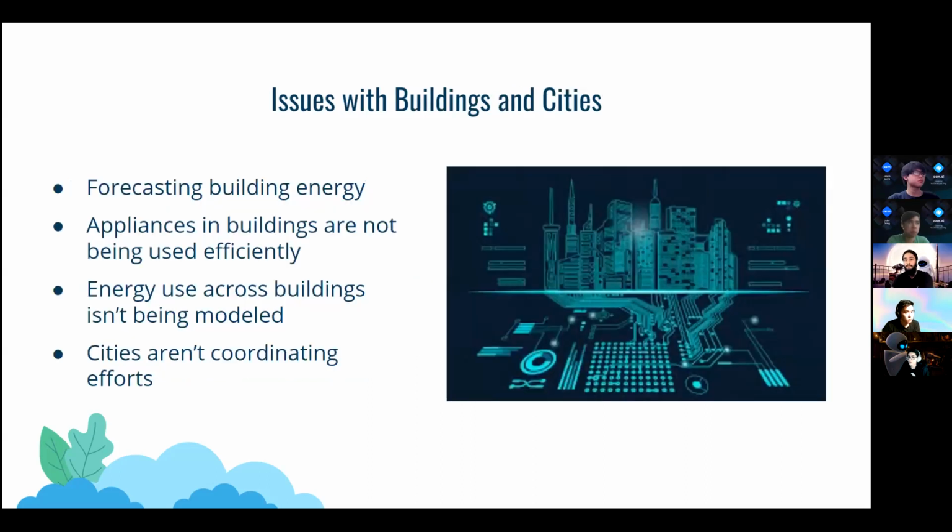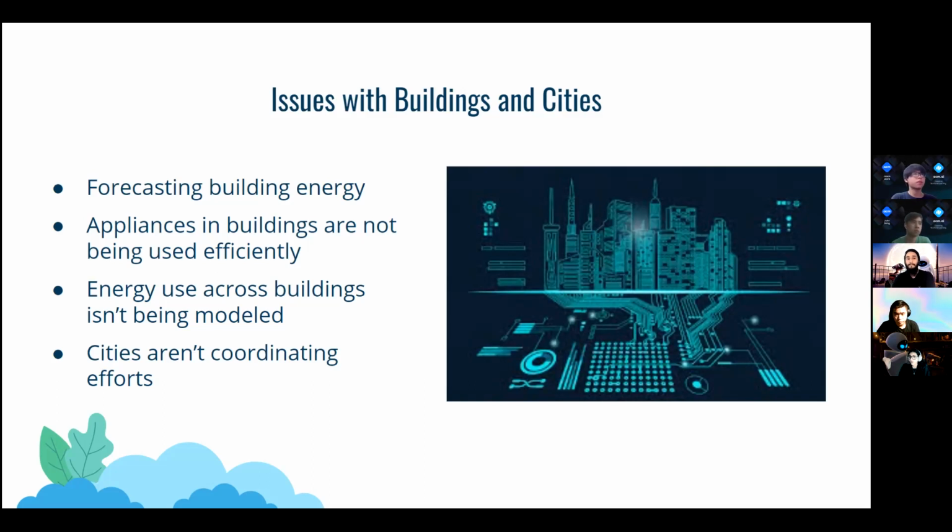Now we'll go over some issues with buildings and cities. As with electricity systems, we actually have a lot of issues forecasting the amount of energy buildings need. And if we're able to do that, we can better and more efficiently plan how much energy a building necessarily needs and how much we need to produce. Also, I'm sure you have left your light on or left your oven on or something like that. That all wastes energy. So we need some way to be able to turn on and off appliances to make it better.